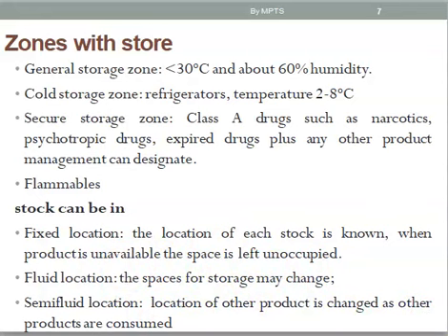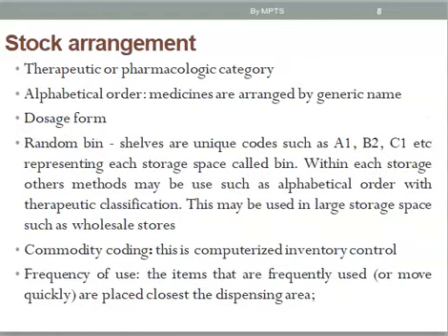Of course, I'm sure we are all following. Remember this is a short presentation. Stock management also has stock arrangement. How is stock arranged within the pharmacy? We know that they can be based on therapeutic category, antibiotics, antifungals, alphabetic order based on the names, or dosage form. We have tablets, capsules. Sometimes the random bin. These are shelves with unique codes. These are mostly in big facilities, in the big stores. Random bin where shelves have unique codes and each item is known with that code.